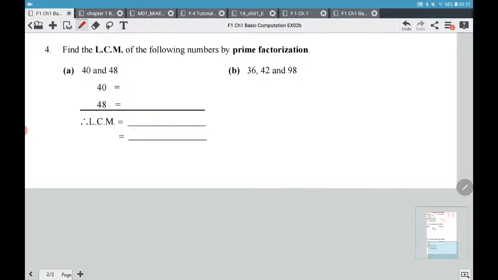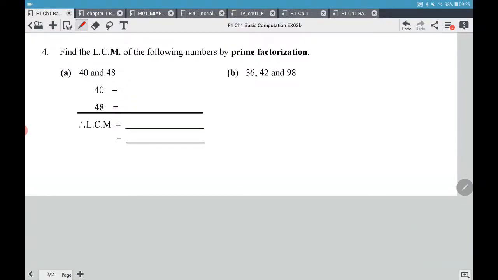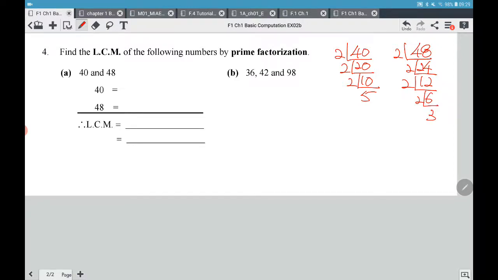And the last question, we have question 4. We use the same method to find the L.C.M. Therefore, first of all, we work out 40 and 48 with short division again. Okay, I will try to do it faster. Okay, we go on. It should be quite easy. And therefore, for 40, we can write down 2 to the power 3 times 5. And then for 48, it is 2 to the power 4 times 3.